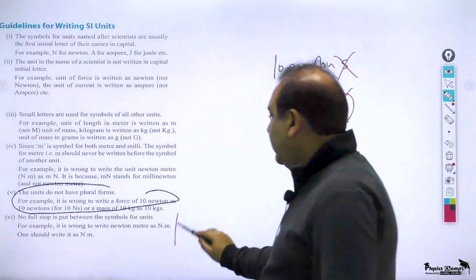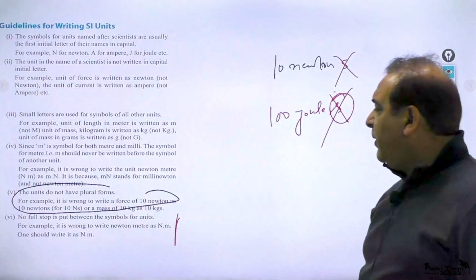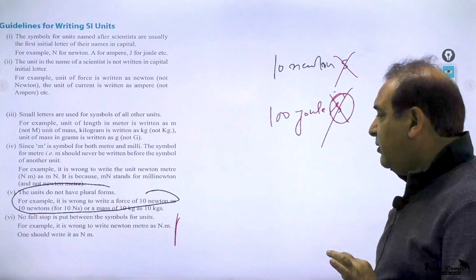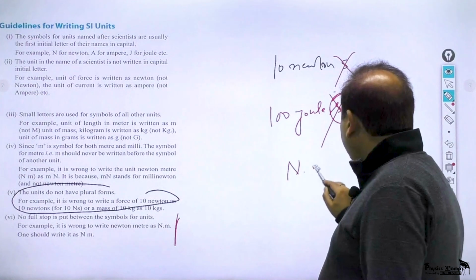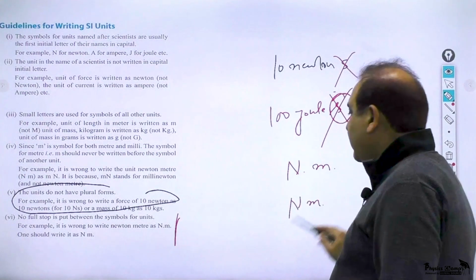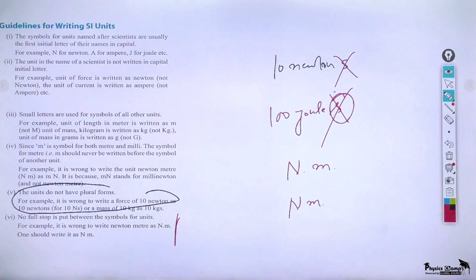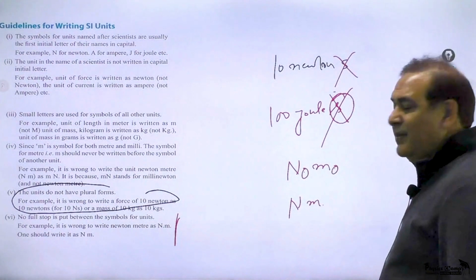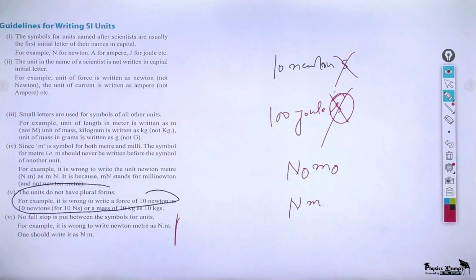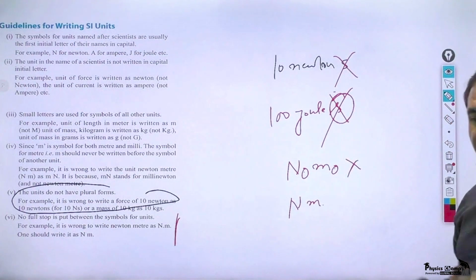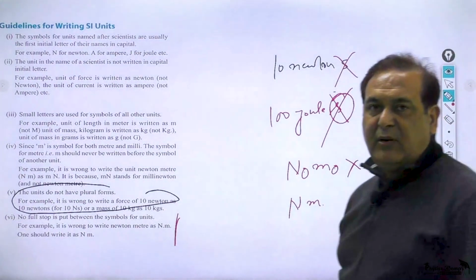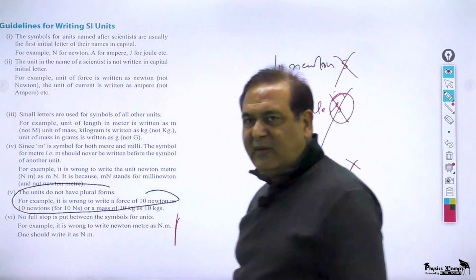And also, the last point, the full stop is not put between the symbol of units. That is N dot m, it is not acceptable. N m is acceptable. So I am not going to put full stop between these. So it is just N m and full stop. So that's how we are going to keep all this in our mind when we are writing different units anywhere. It's really interesting.